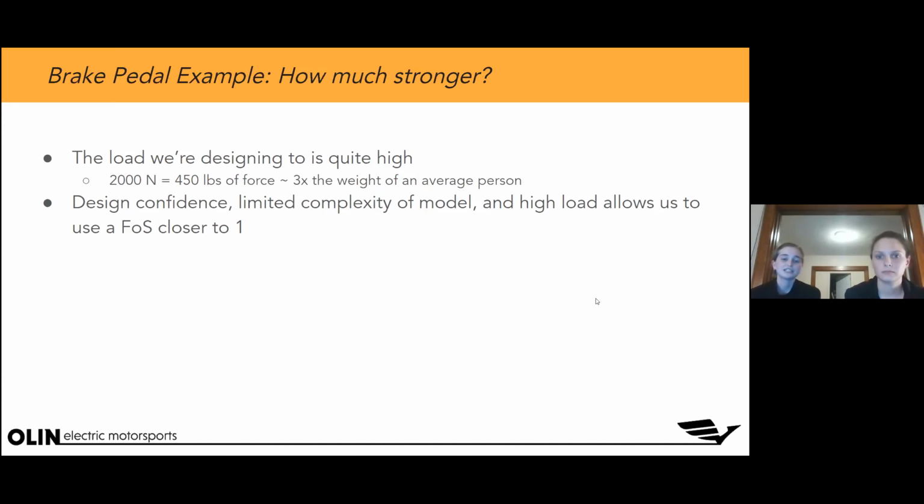And additionally, the limited complexity of the model and our design confidence gives us pretty high confidence that if our brake pedal doesn't fail in this analysis, then it will most likely not fail in real life. So we can probably assume a factor of safety closer to 1. That being said, we might want to do some more analysis to see if that loading condition is offset, to see how it does under torsion.